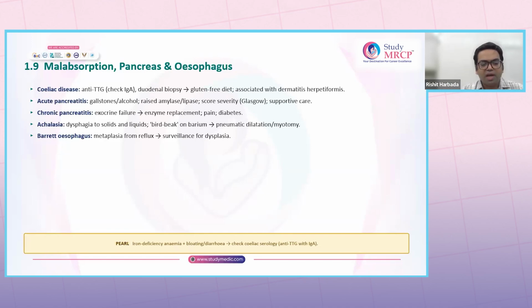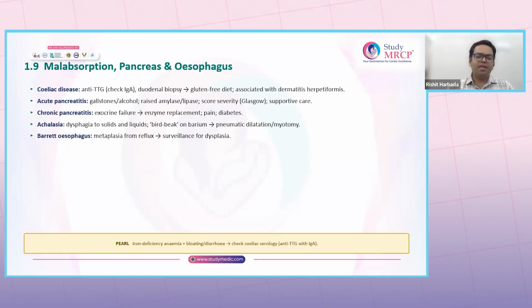So in the case of achalasia, the patient is going to have a bird beak appearance on barium. And what are you going to do? You are going to do a pneumatic dilatation of the esophageal end. What is Barrett's esophagus? Barrett's esophagus, we all know, is nothing but the dysplasia of the lining of the esophagus.